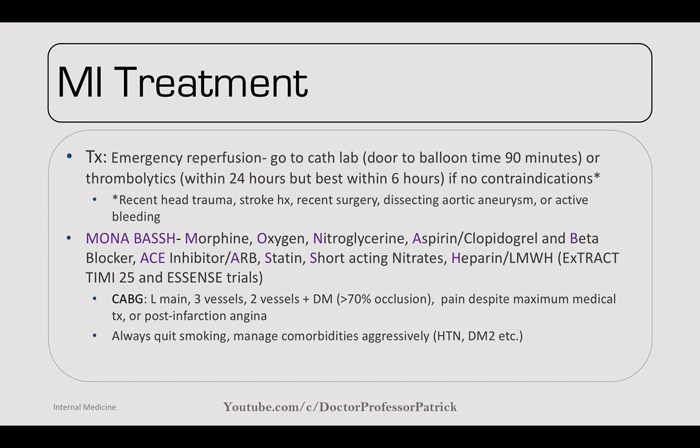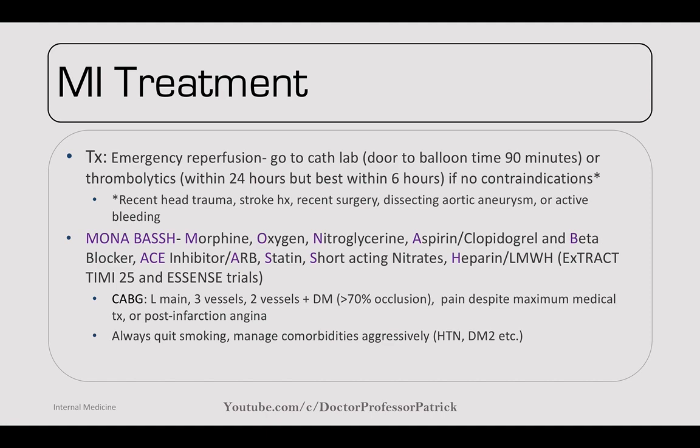So for the treatment of all of these MIs, we're going to want emergent reperfusion or go to the cath lab. Classically, they want door to balloon time at 90 minutes or less. And if you're not within a large major hospital system, if you're out in the boonies somewhere, thrombolytics are used within 24 hours, but they're best within 6 hours.